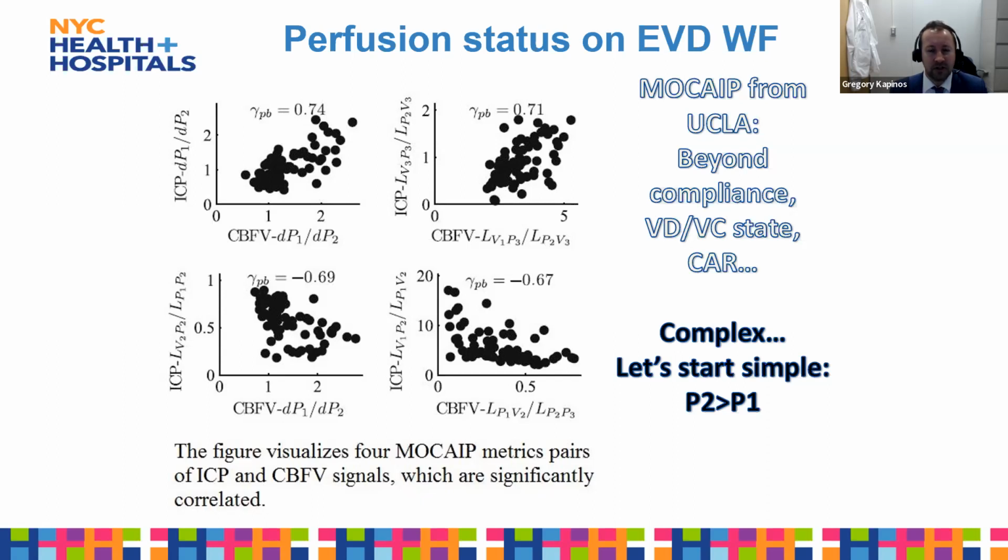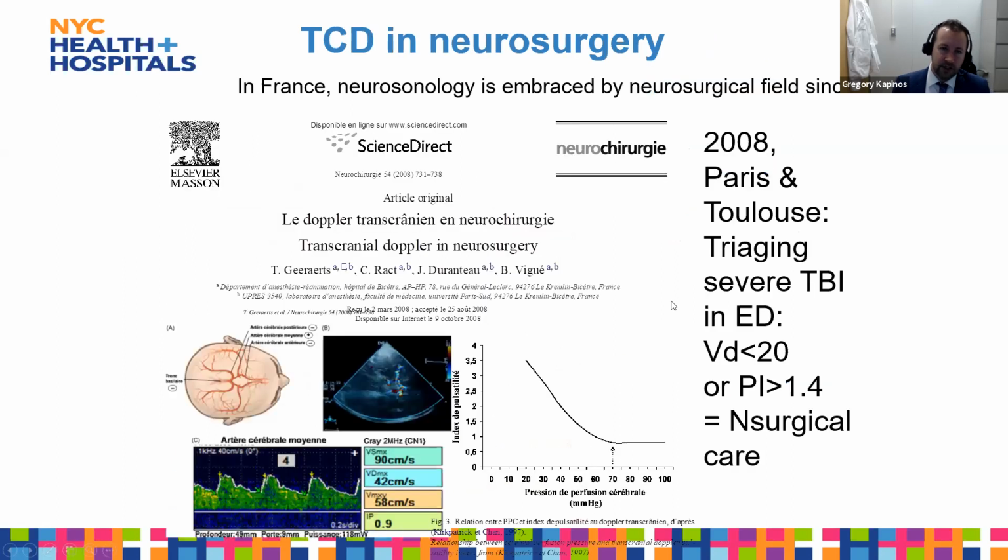I think, at least in 2013, what I was trying to tell neurologists, neurointensivists, and neurosurgeons is you don't need to wait for UCLA to commercialize their new devices or do the math yourself for this, but at least, please, let's start with, can we treat with osmotherapy or an augmentation of the blood pressure every time our patients have a P2 that is significantly higher than P1 in the correct, of course, clinical scenario. I think Mokaip goes beyond what an ICP crisis is. It was telling you about the compliance, sure, but also, as I said, the vasodilatory versus vasoconstrictive state of the capillaries of those patients. And it also assesses the cerebral autoregulation.